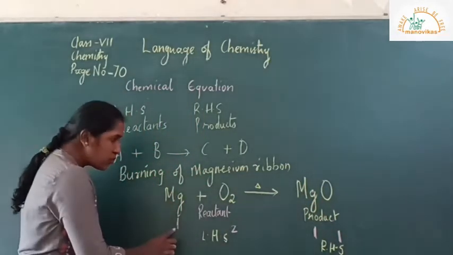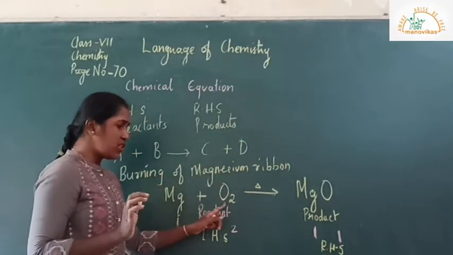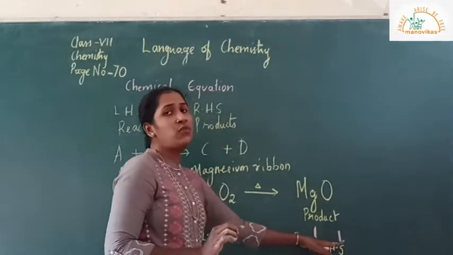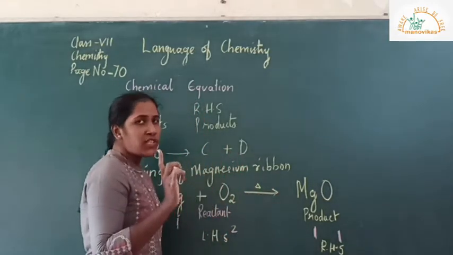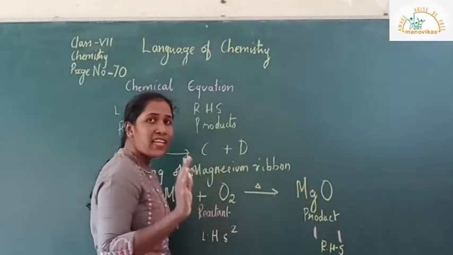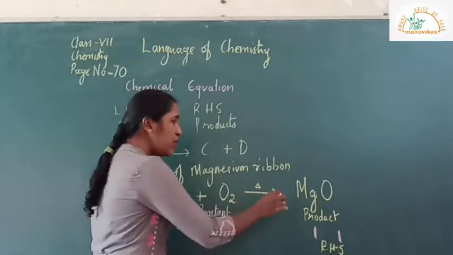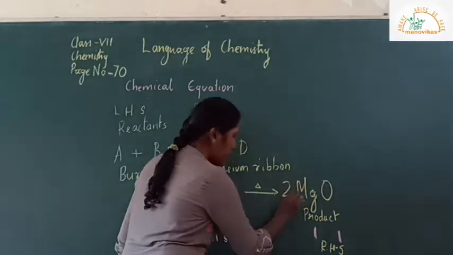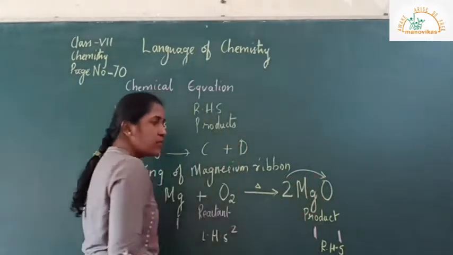Now magnesium is 1 and magnesium is 1, so magnesium is balanced. Now what about oxygen? Oxygen is 2, but over here oxygen is 1. So how are you going to make it 2? Remember, when you have to change the number, you cannot change the formula. The formula will remain as it is. Whatever number you have to add, you put it in the coefficient. So I will put 2 over here, and when I put 2 over here, oxygen becomes 2.